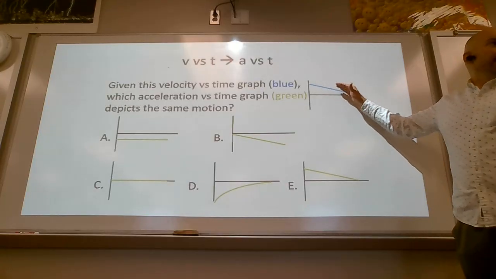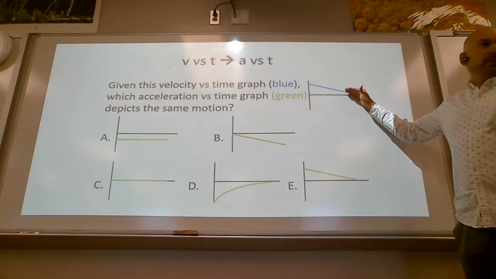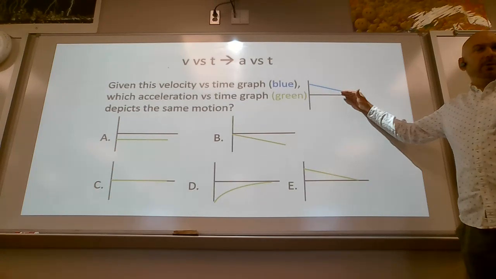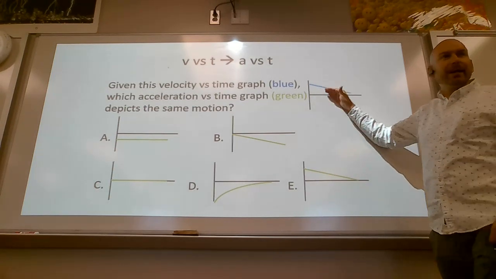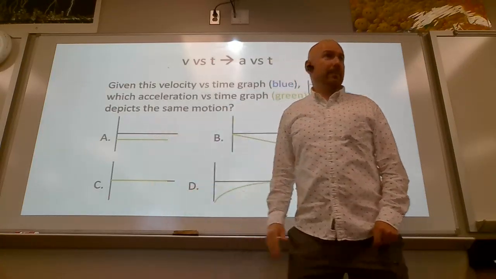The slope of this line, is it positive or negative? It's a negative slope. Is the slope constant or is it changing? It's a constant slope. So you have a constant negative slope, and you're going to have a constant negative value.